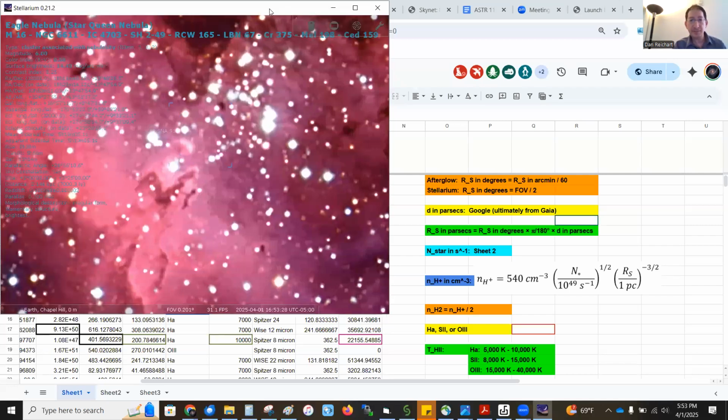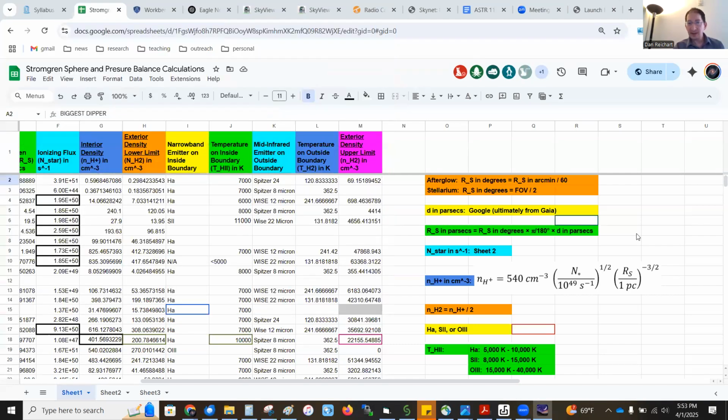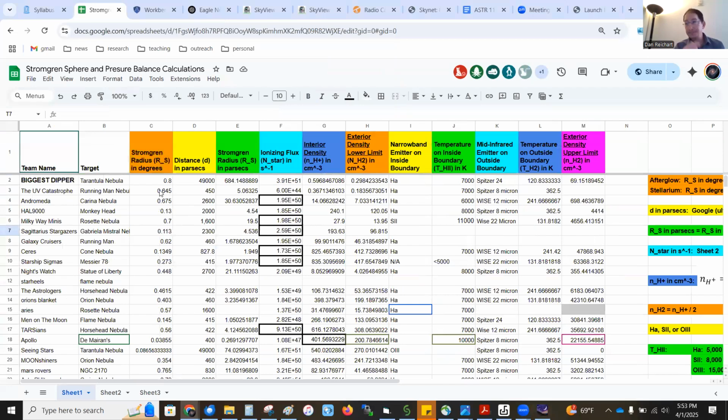F11 to shrink it down. You can see here, if you're doing Stellarium, you line up the diameter of the region along the vertical. The field of view is the vertical diameter, so divide it by 2 to get the radius. And that's what you can stick over here. Okay, so you now know the radius in angle. Any image is an angle on the sky. To turn it into a physical distance, we need to know how far away your target is.